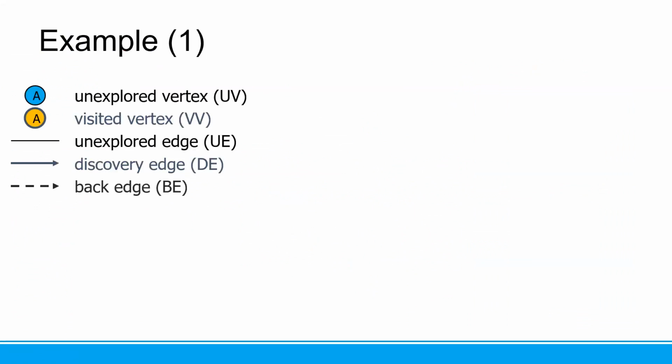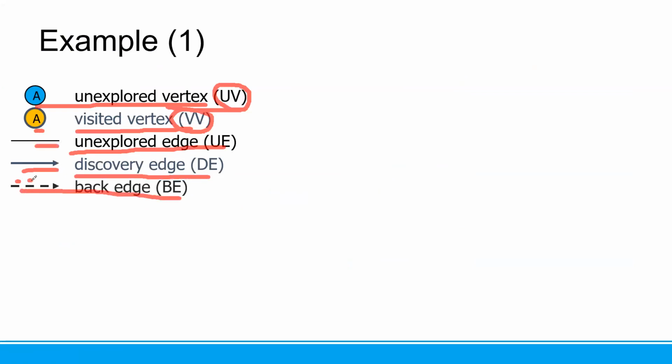So we have the node or the vertex. Let the blue vertex be the unexplored vertex, and let the yellow be the visited vertex. I call this UV, unexplored vertex, and then VV, visited vertex. And then for the edge, there will be three kinds. The black color without the arrow is an unexplored edge. The gray with arrow is a discovery edge, or DE. And the back edge is the dash with arrow.